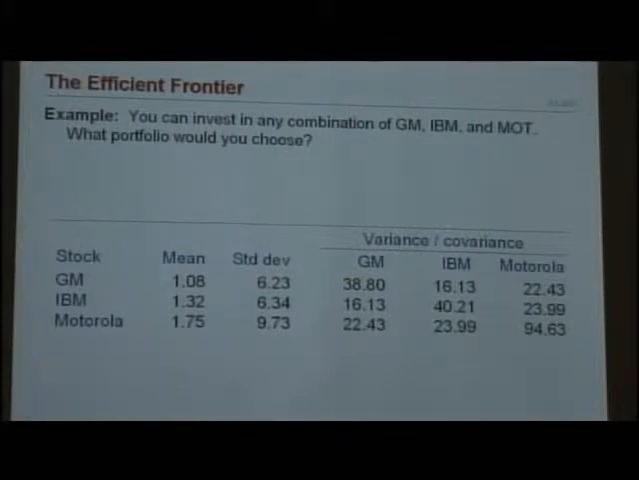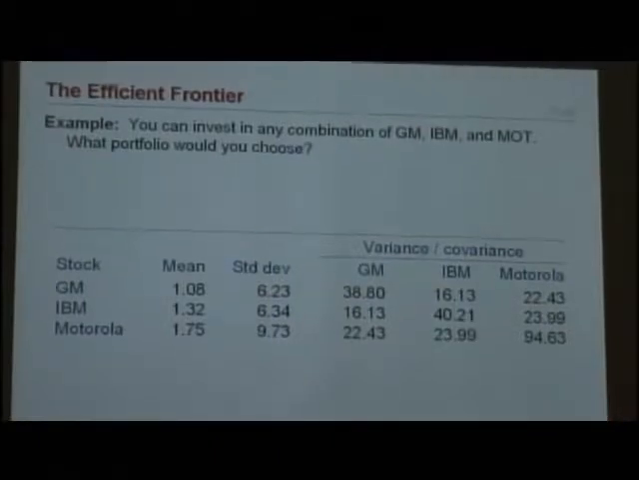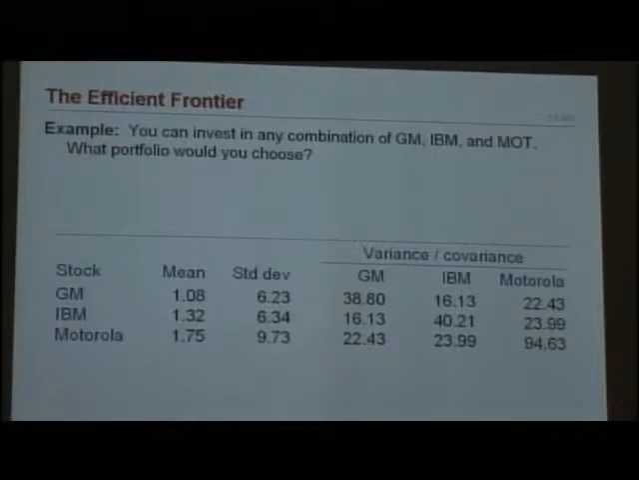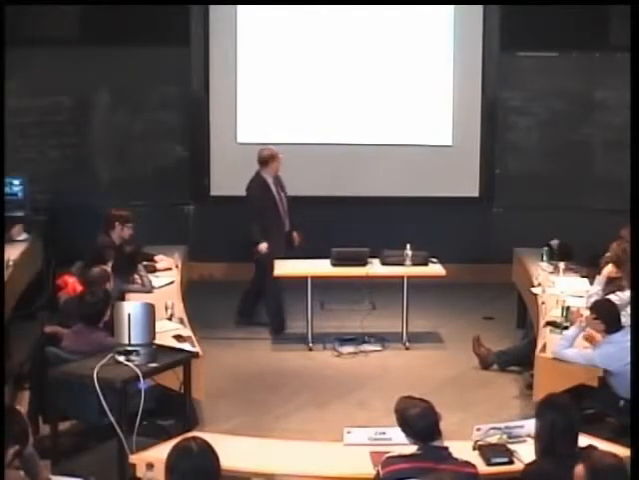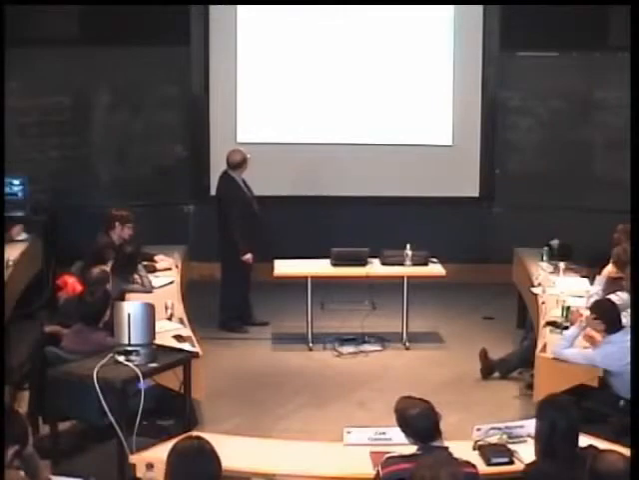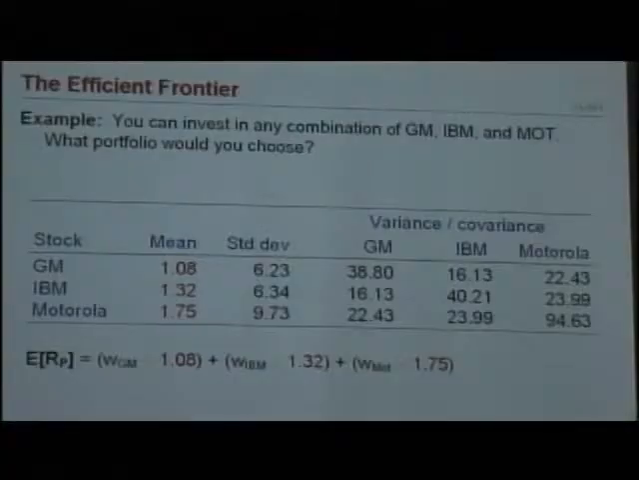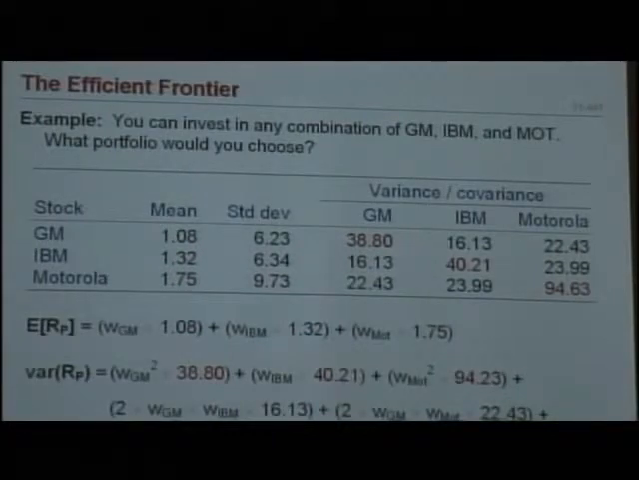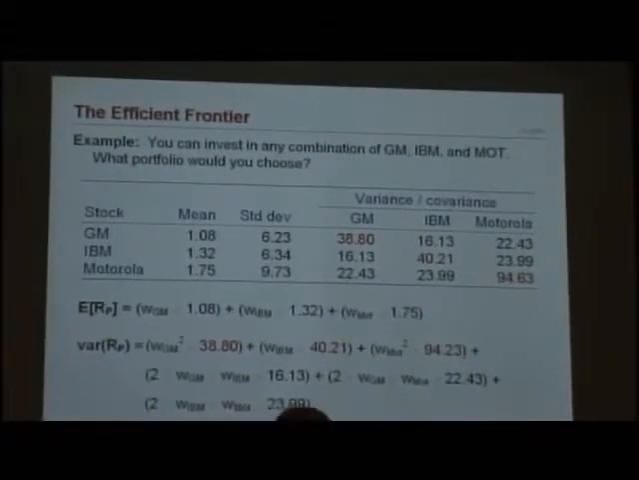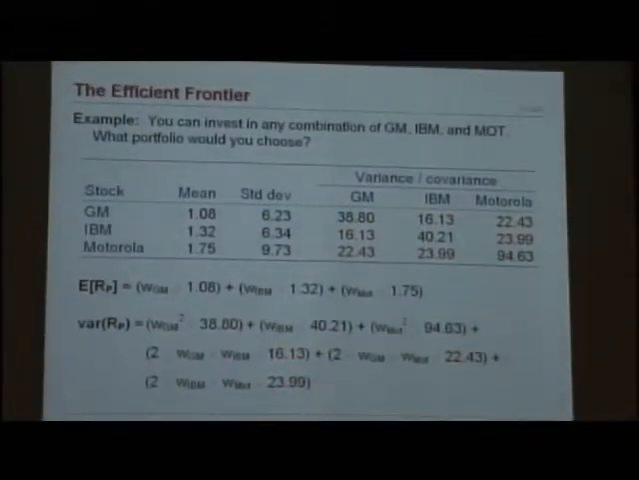So here's a concrete example. Suppose you can invest in any combination of General Motors, IBM, and Motorola. What portfolio would you choose? So these are the data that you would start with. Okay? The means and the standard deviations, and then, of course, the covariances. You've got to have the covariances to be able to calculate that bullet. So you can invest in any combination. What would you choose? Let's calculate the expected rate of return and the variance of that portfolio. And you want to ask the question, what looks good to you? Okay?